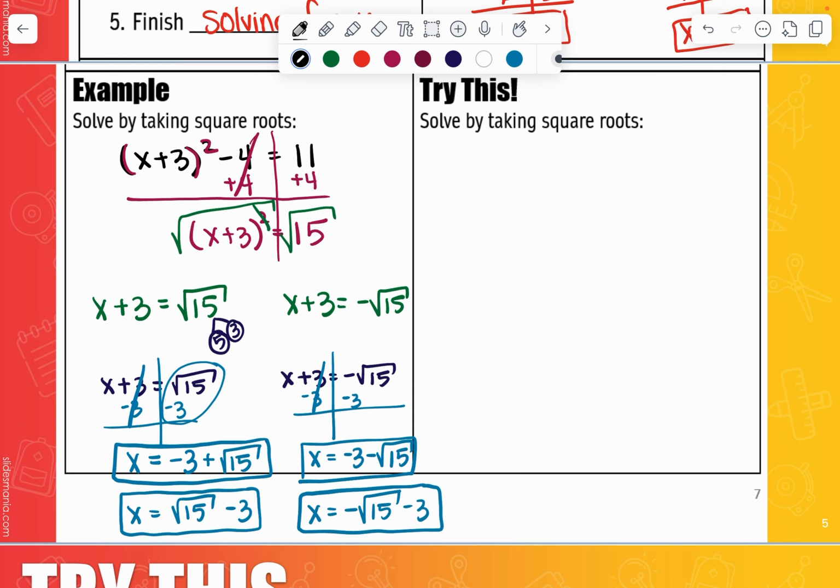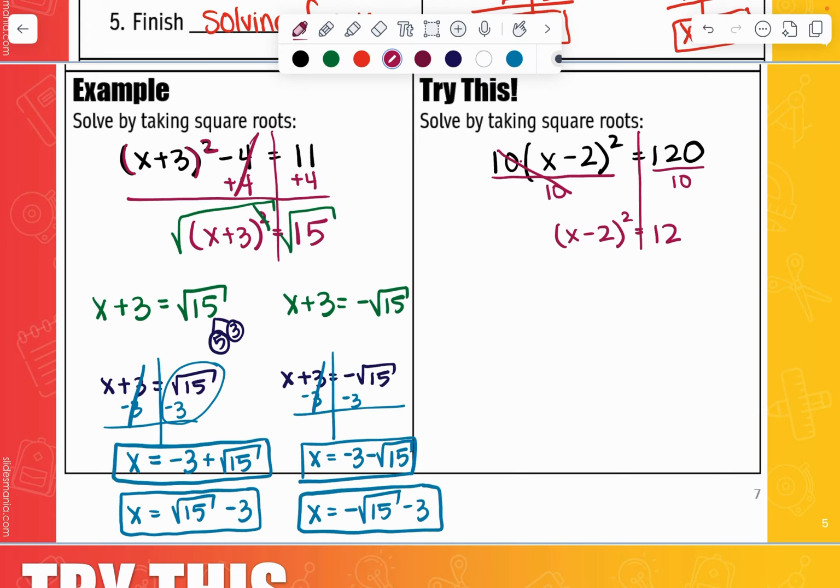All right, the next one we're going to do is a try this, and I'm going to walk through it with you one more time, and then I'm going to have you try a couple on your own by answering questions through Edpuzzle. All right, so the first thing we have to do is isolate that binomial squared. This time, we have to divide both sides by that number in front. That leaves us with x minus 2 squared equals 12.